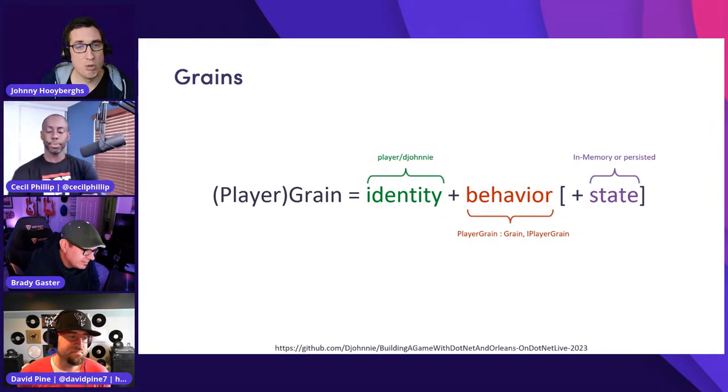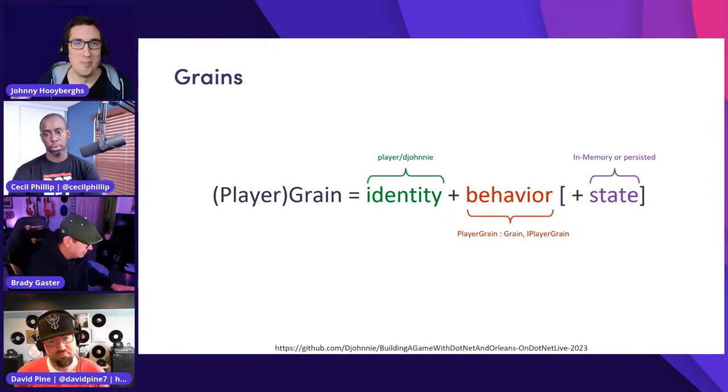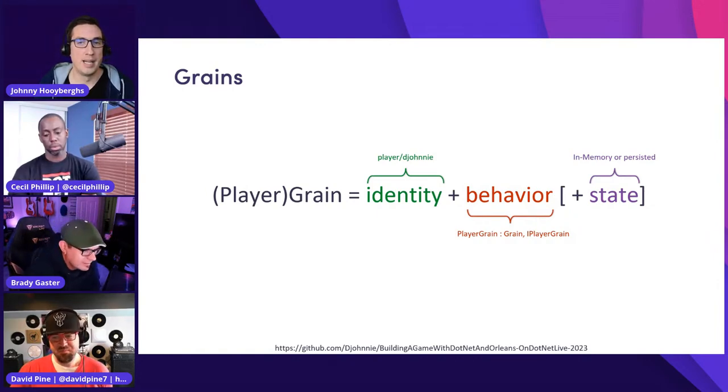The actors in Orleans are actually called grains. Maybe to make it more confusing, I'm not sure. But an actor in the actor model in Orleans is called a grain. And one grain is always identified by an identity, of course. It has some kind of behavior, and it can also have a state.